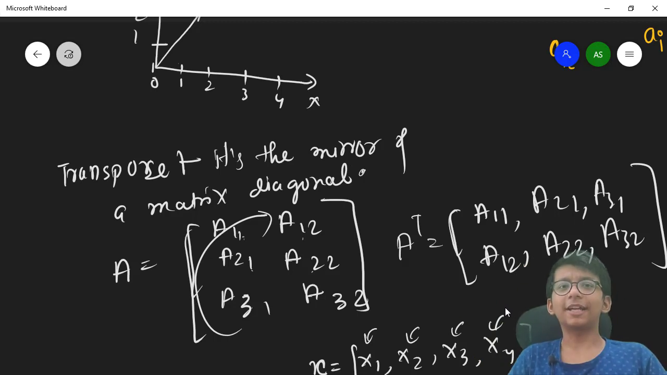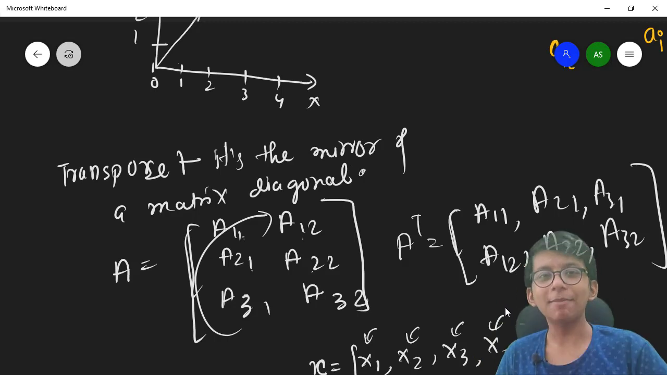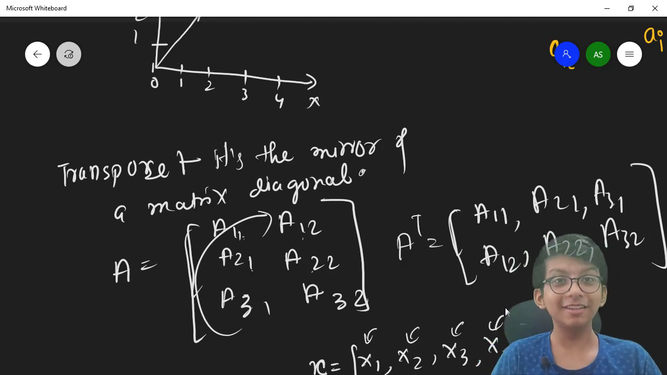But I can make this as a vector. How can you make this as a vector? Just tell me how.